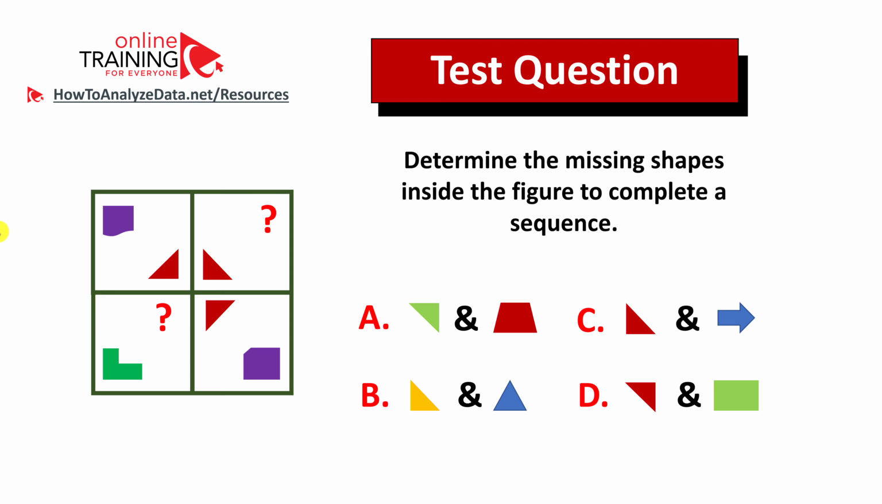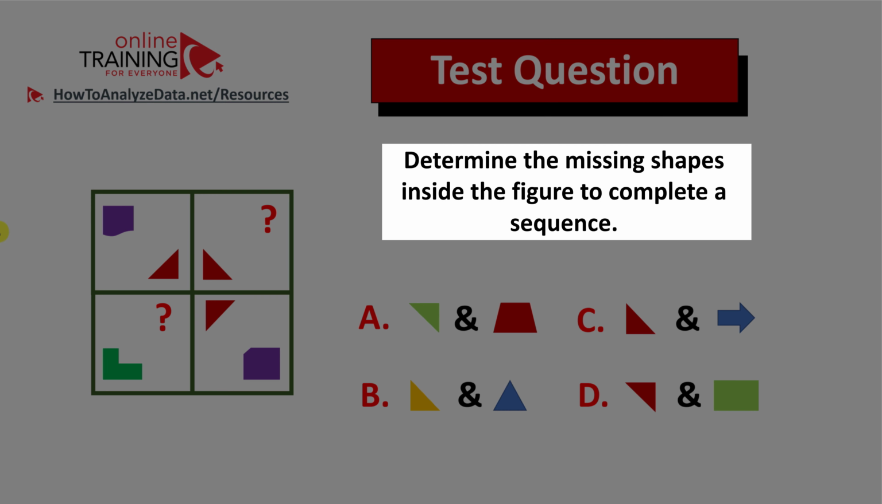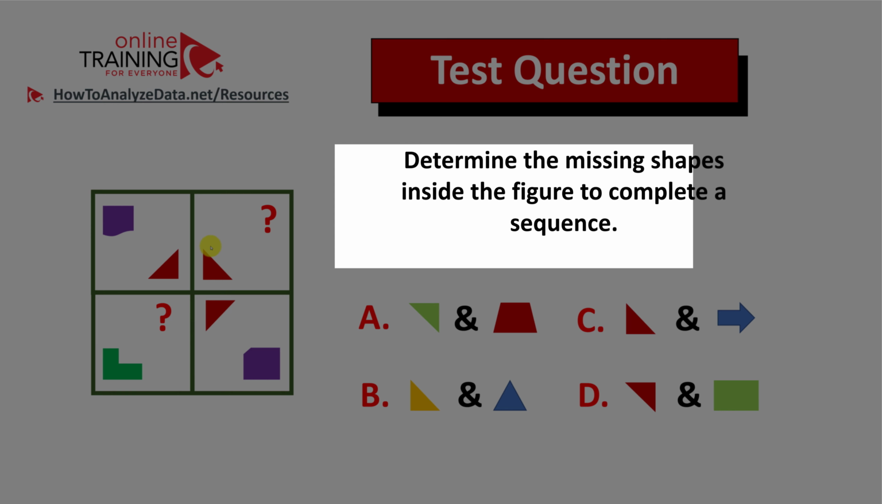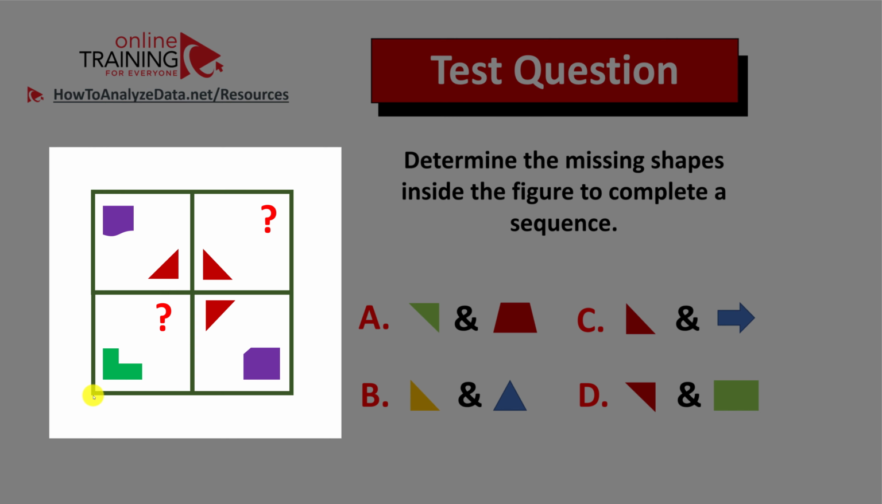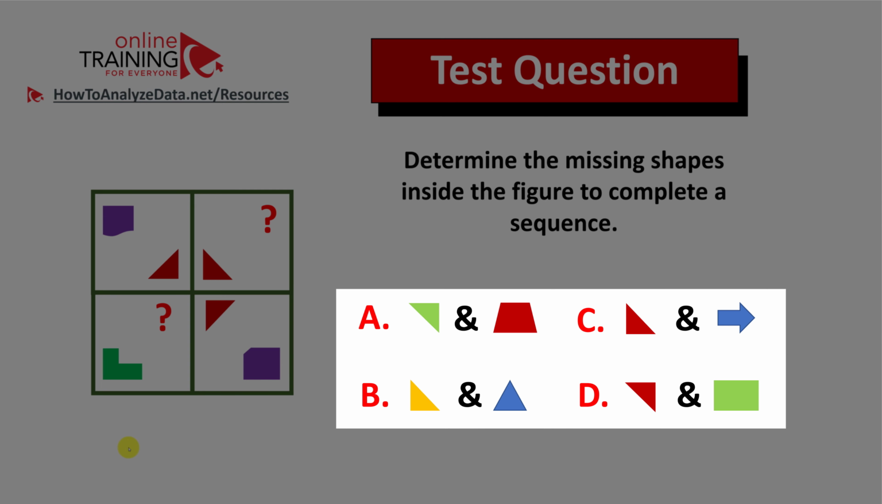Let's look at the interesting question which tests your pattern recognition skills. Determine the missing shapes inside the figure to complete the sequence. You're presented with a 2 by 2 figure. It has 2 missing shapes, and you have 4 possible choices, A, B, C, and D. Do you see the answer?